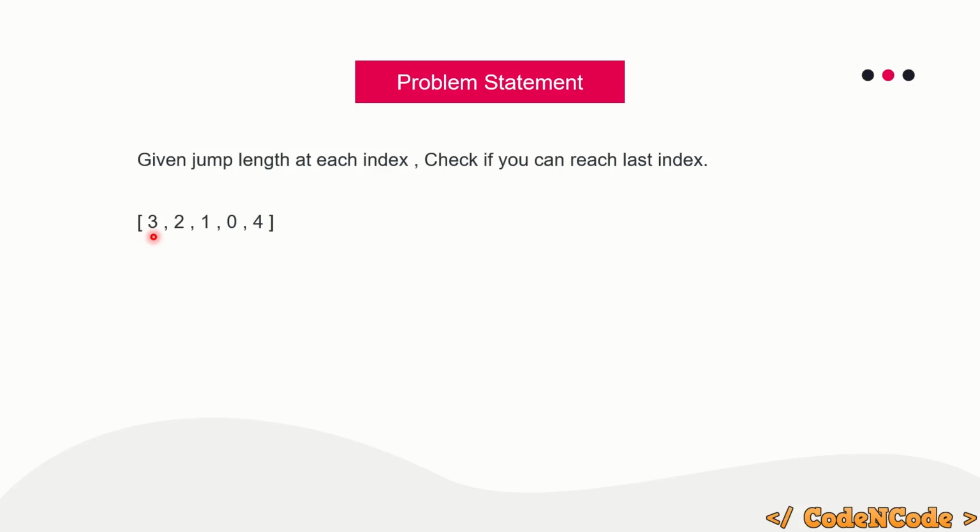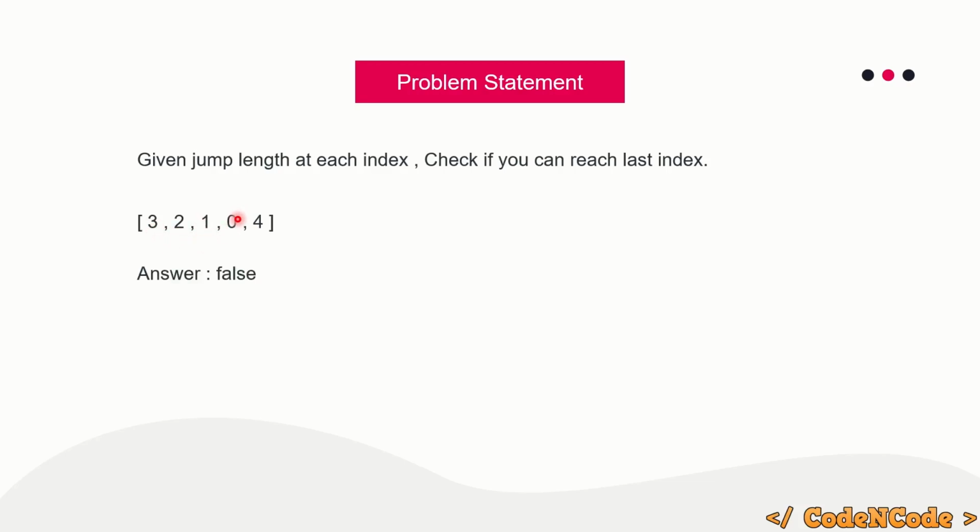So this is the problem statement. For this input, at index 0 you have 3, that means the value at index 0 is 3. That means from index 0 you can make a jump of length 3. This is the maximum jump that you can take, so from here you can go either here or here or here.